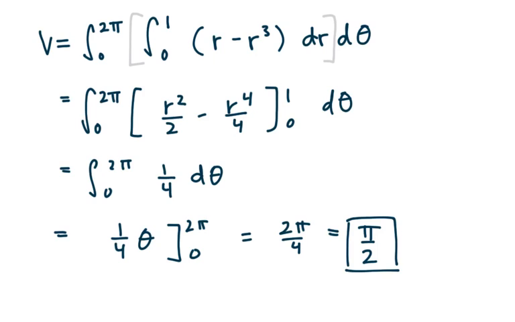So in this example, we found the volume, and we noticed that we were dealing with a lot of circular regions. We had x squared plus y squared. We converted it to polar, and it was super simple to evaluate.